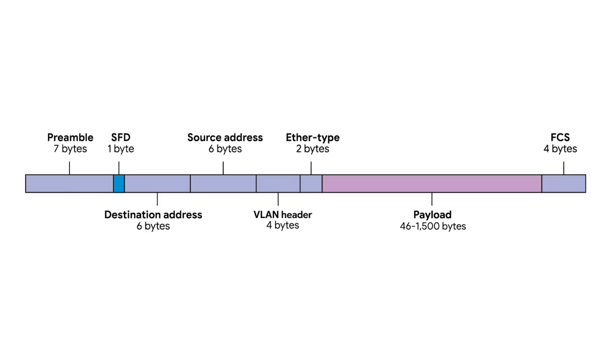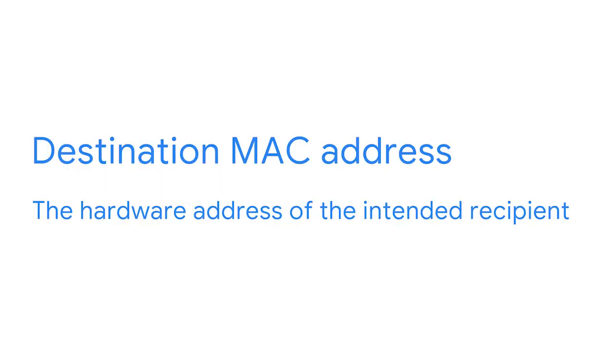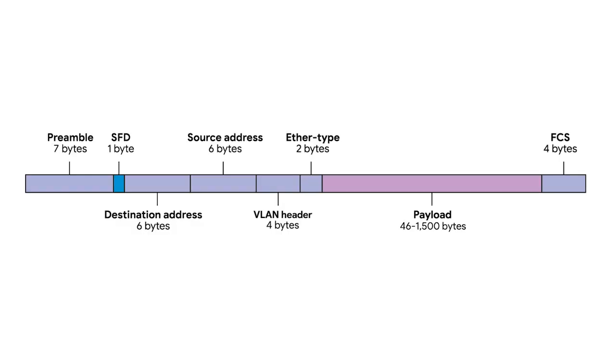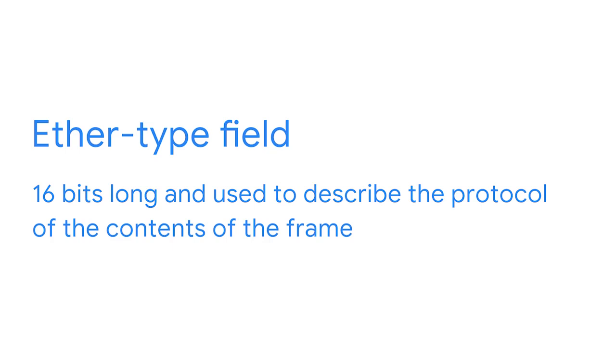Immediately following the Start Frame Delimiter comes the destination MAC address. This is the hardware address of the intended recipient, which is then followed by the source MAC address, or where the frame originated from. Don't forget that each MAC address is 48 bits, or 6 bytes long. The next part of an Ethernet frame is called the ether type field. It's 16 bits long and used to describe the protocol of the contents of the frame. We'll be doing a deep dive on what these protocols are a little later.